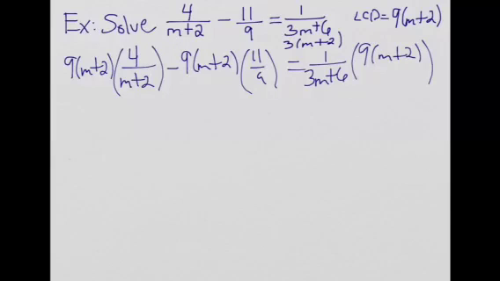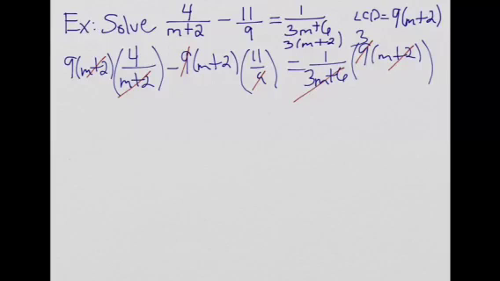Alright, and so now let's just see what cancels off. So here my m plus 2's will cancel. Here my 9's cancel. And over here, if you remember that 3m plus 6 was really 3 times m plus 2, so what happens is the m plus 2 would cancel with that, and a 3 would cancel out. And so what we would be left with would be just a 3 up top.